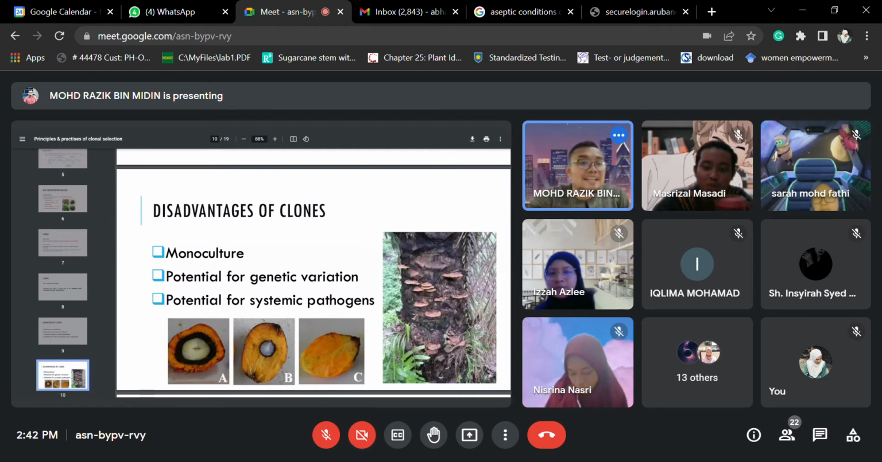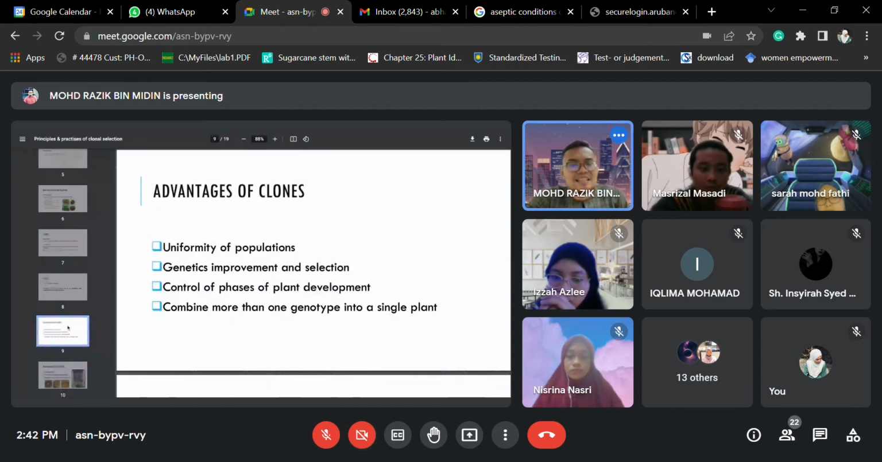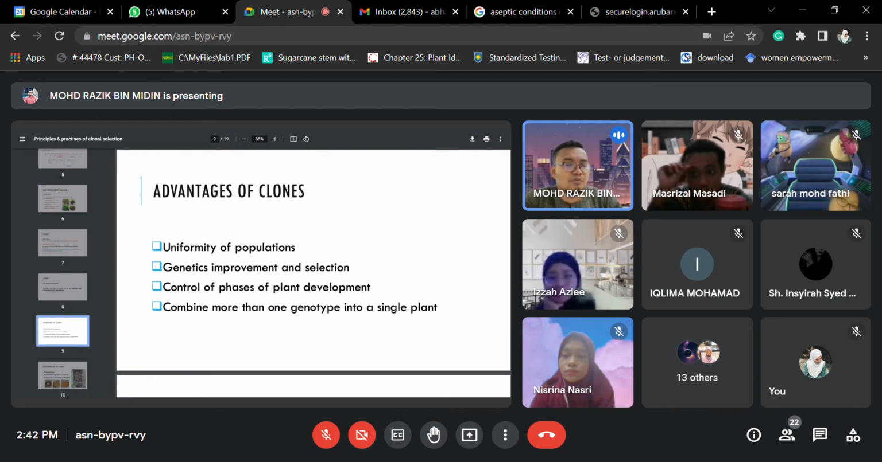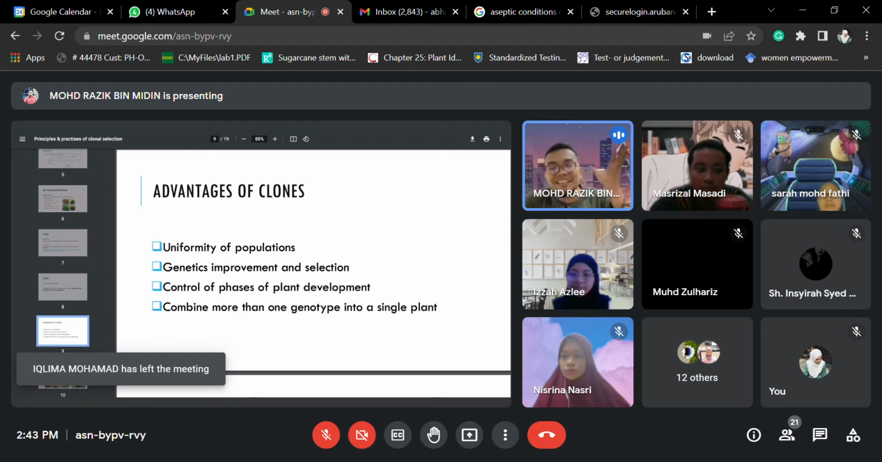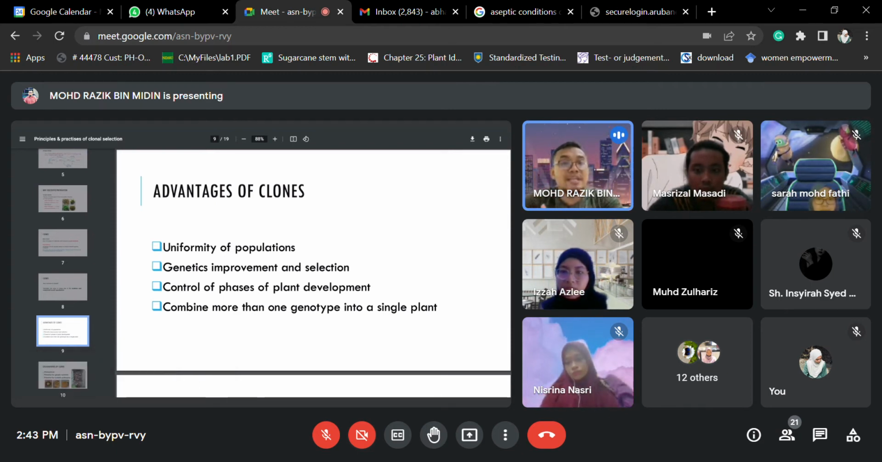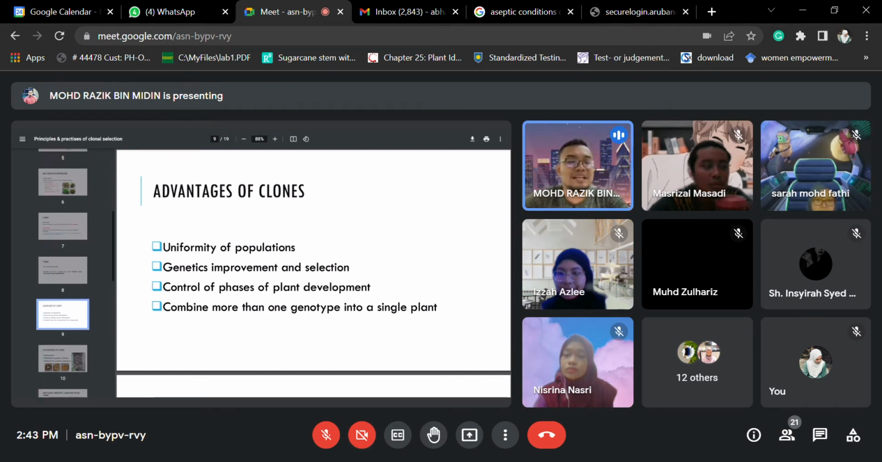Do you see here, compared to earlier, if we look at the advantages: we can say there is uniformity of population, so we can get many uniform offspring plants. At the same time, genetic improvement and selection, control of phases of plant development, and combining more than one genotype into a single plant. We do transformation first or induce genetic variation. So once the treated plant is stable, we multiply the plants through tissue culture.